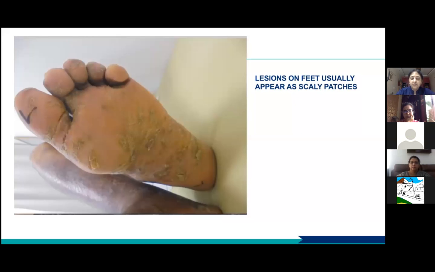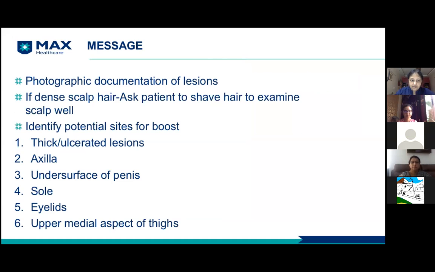The point that I'm trying to make here is, one, when you're examining the patient, you have to examine from head to toe. All hidden parts of the body have to be examined. Second, the sole of the feet lesions are usually different from the lesions elsewhere in the body, and they are more scaly in appearance. So as I just mentioned, photographic documentation of all lesions is very important.